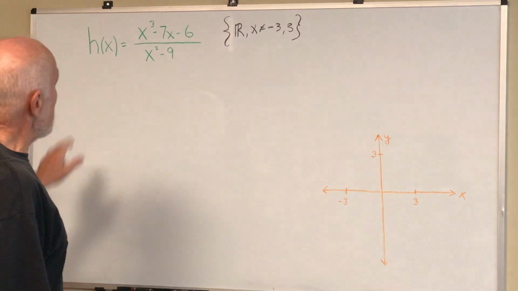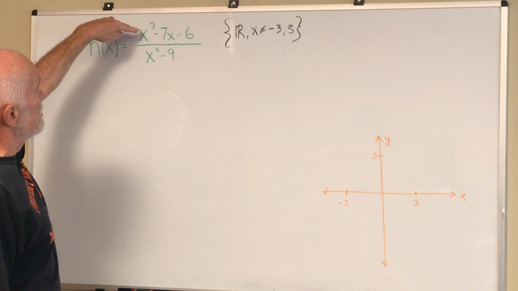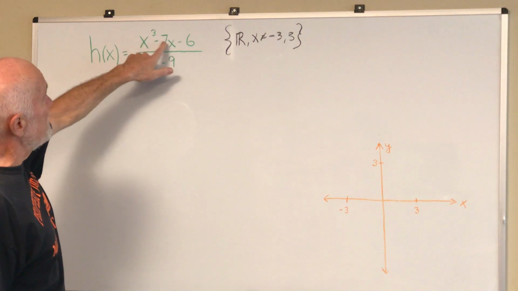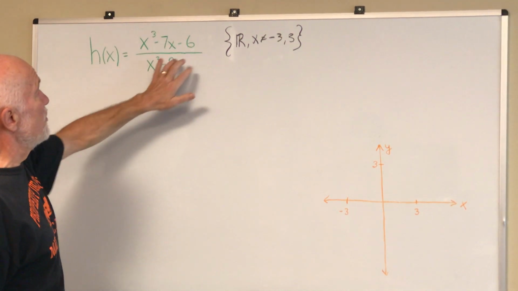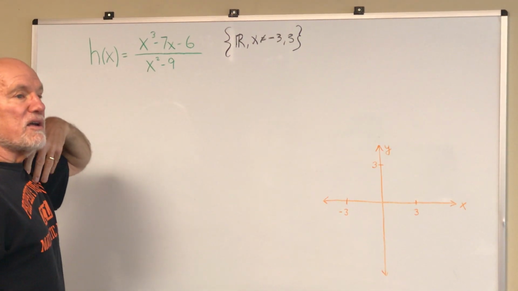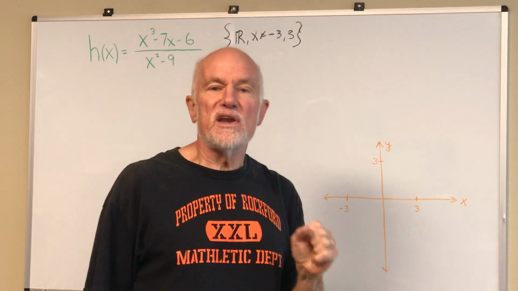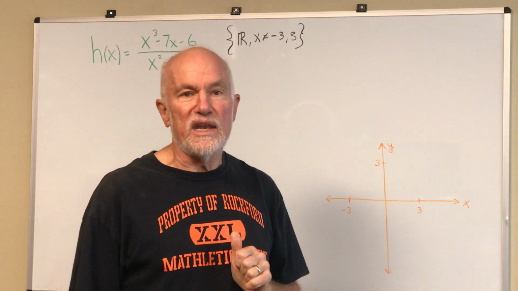Now, if we plug in 3 to the numerator, we get 27 minus 21 minus 6. So we get 0 over 0. So that's an indeterminate form. So without a little more analysis, we don't know exactly what's going on.